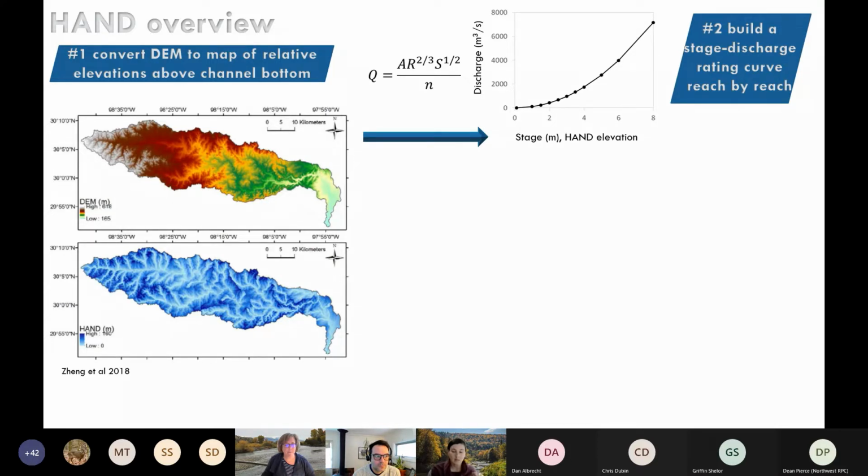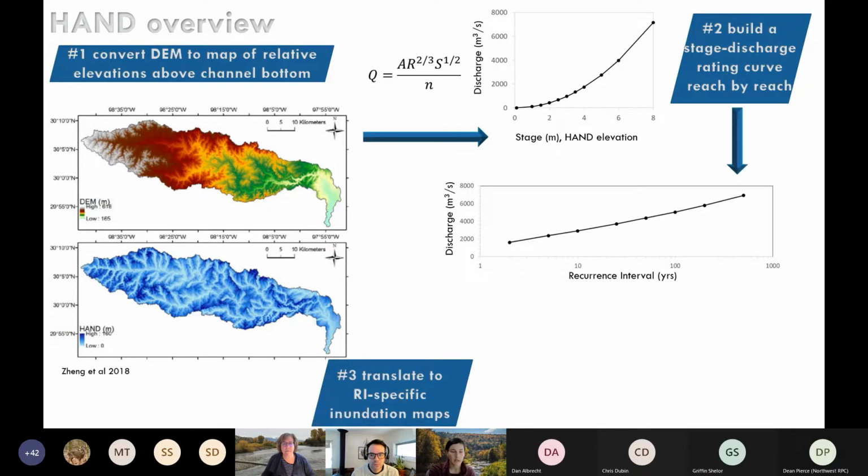We take slices through the HAND map, calculate all the important parameters for the Manning's equation shown here, which is a fairly simplistic way of thinking about and representing open channel flow, and use those values to calculate discharge. So again, we do that for increasing elevations, or HAND elevations, stages of water depth, to create this stage discharge rating curve on a reach by reach basis. Then we translate that to the inundation maps.